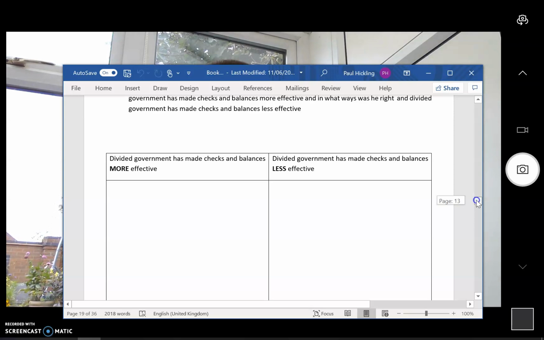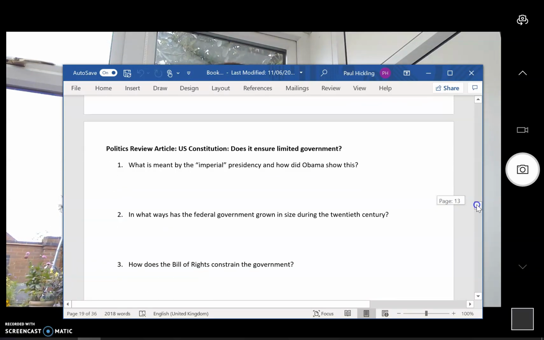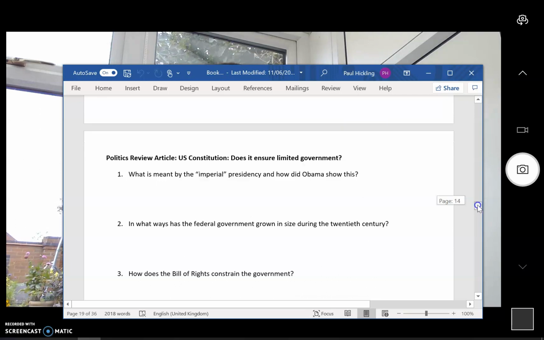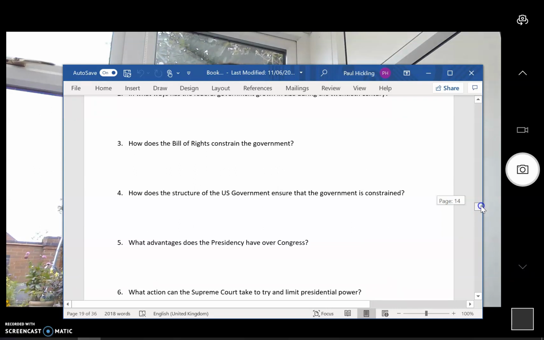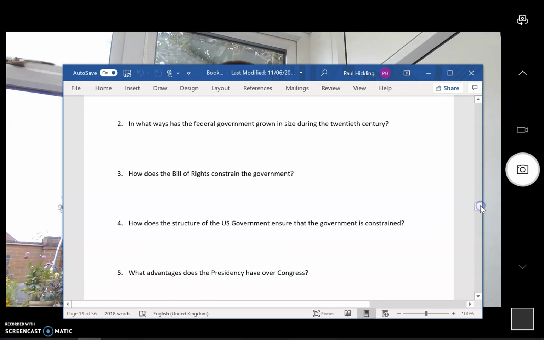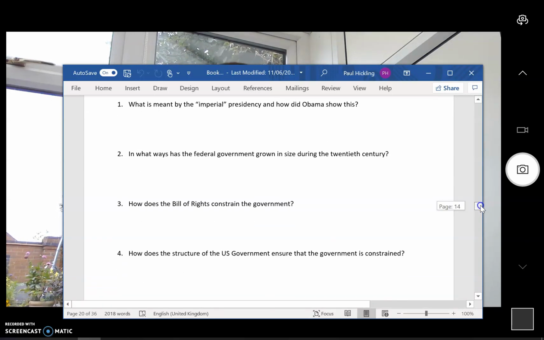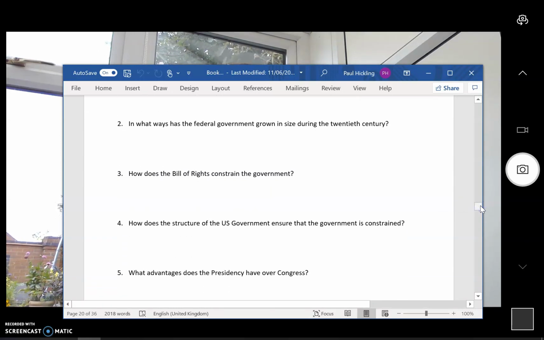If you could do those for me, then there is this article in Politics Review. It's a little dated, but most of it is fine. Again, I'm not going to check you've done these questions, so it's like extra, but I strongly urge you to do it. It will help you with answering questions about limited government, so things like the imperial presidency and how the Bill of Rights limits government action, really important stuff. For the sake of 20 minutes to read the article and answer the questions, I strongly suggest that you do it, because it will help you with your answers and help develop your thinking on these things.